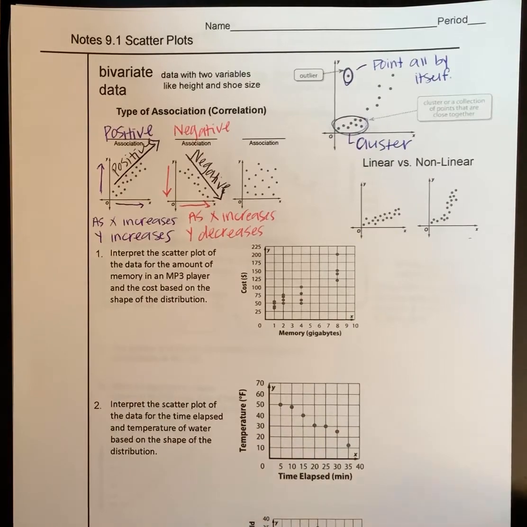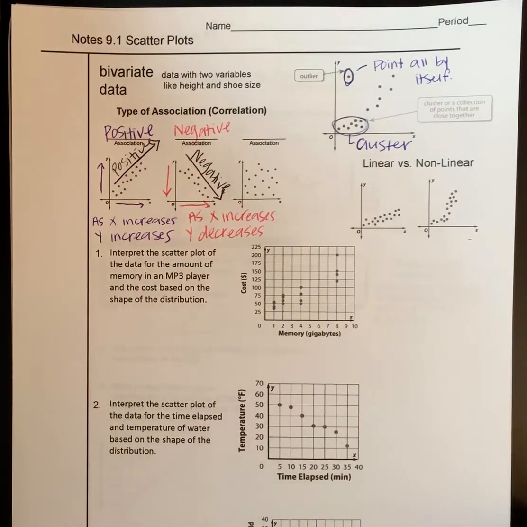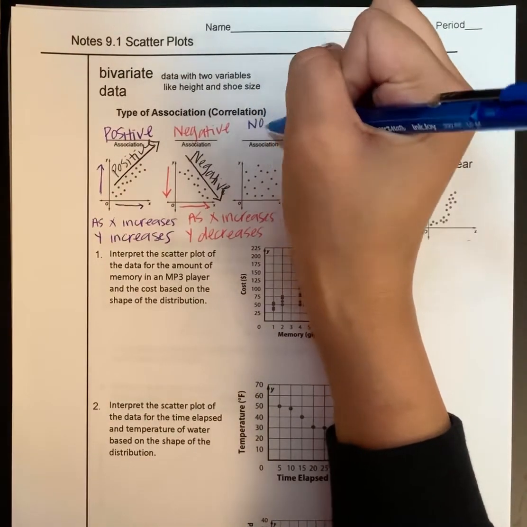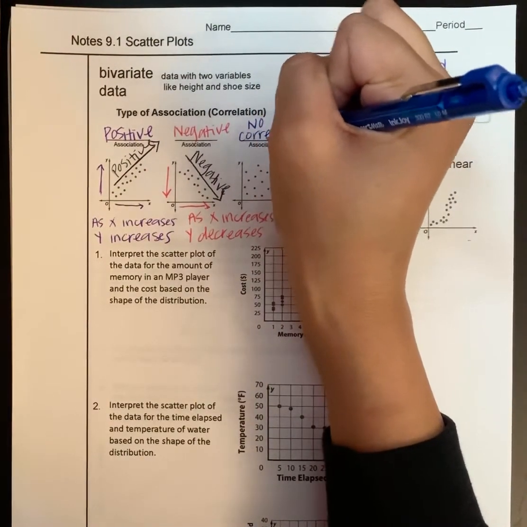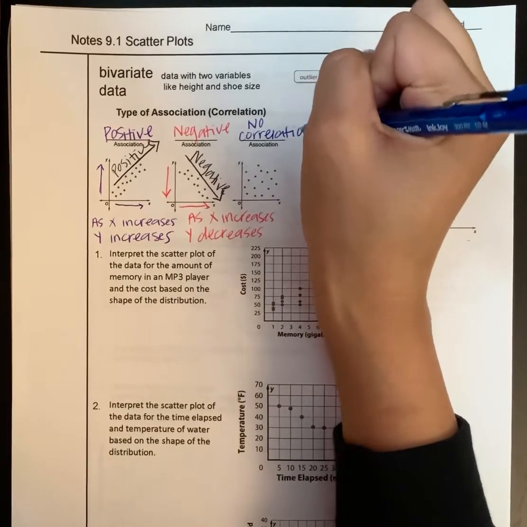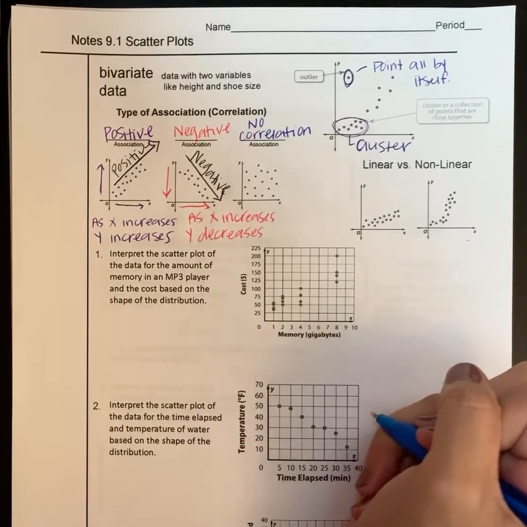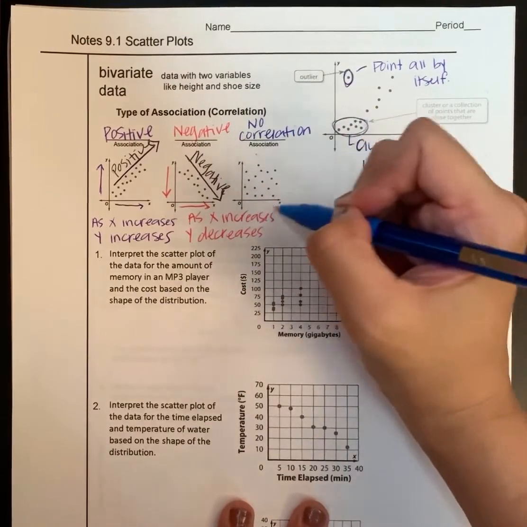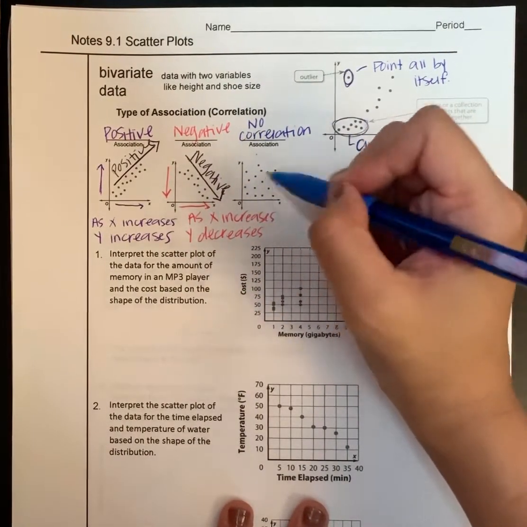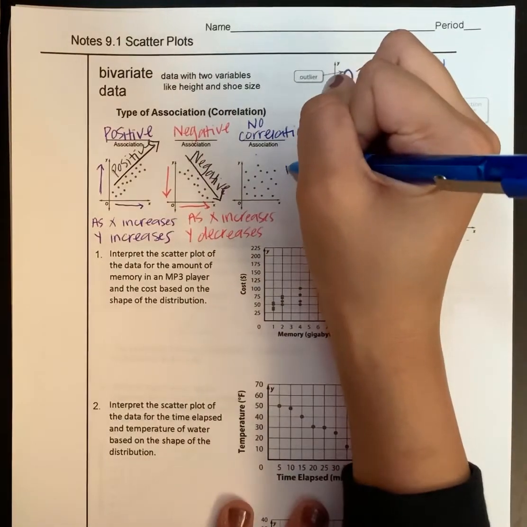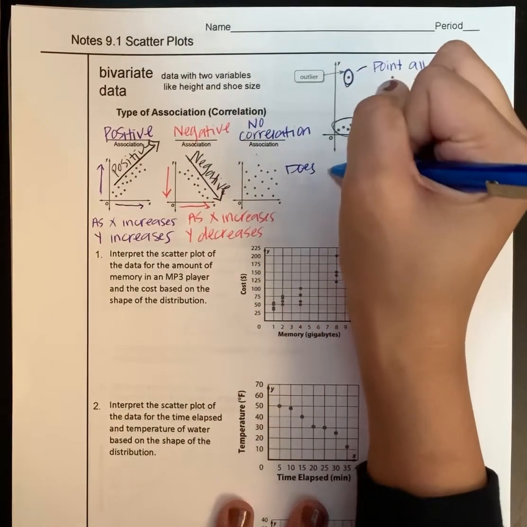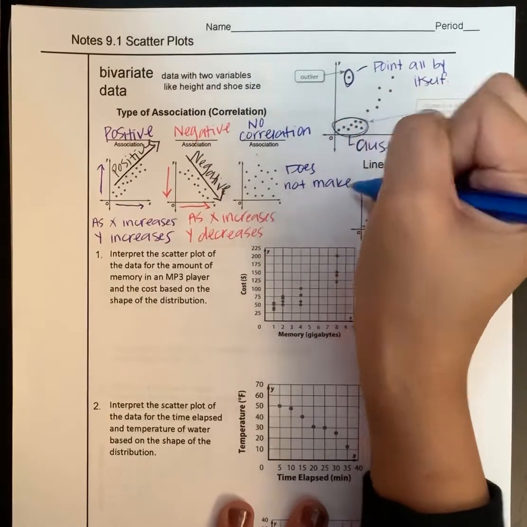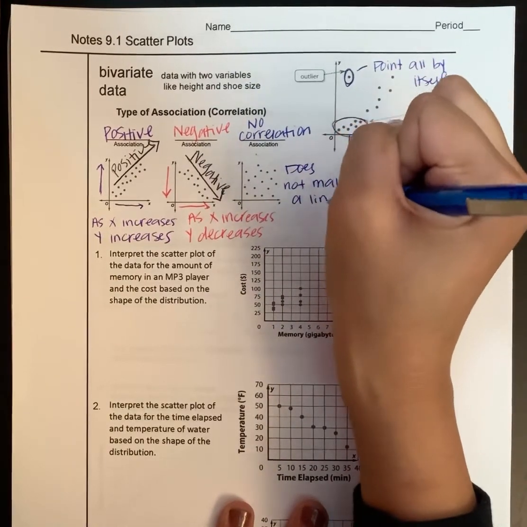The third type of association that we have is something called no correlation. What this means is that this does not make a line shape. We have a bunch of data points all around the graph. So this means that it does not make a line shape.